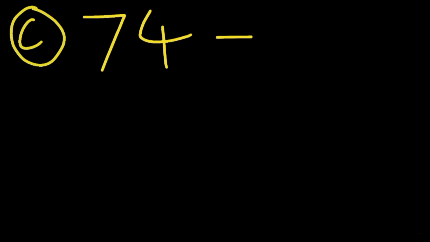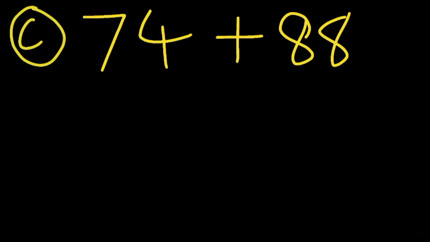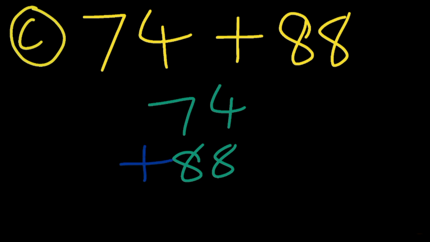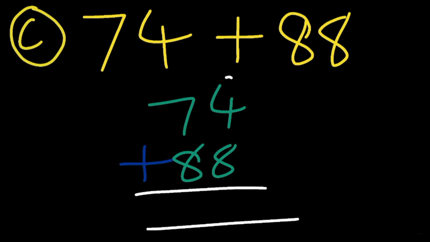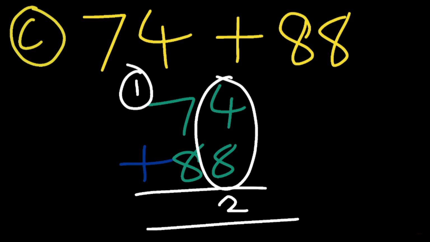So now let's move on to some other tricky questions. Let's move on to a carry forward question. We are going to ask 74 plus 88. When we arrange them in columns, we get it like this. So 4 plus 8 is 12. Now the carry forward 1, 7 plus 8 is 15.